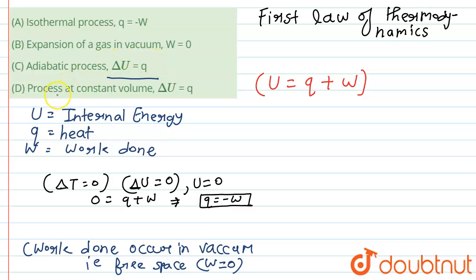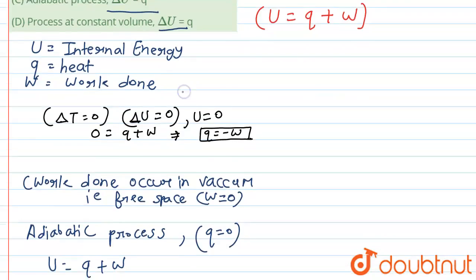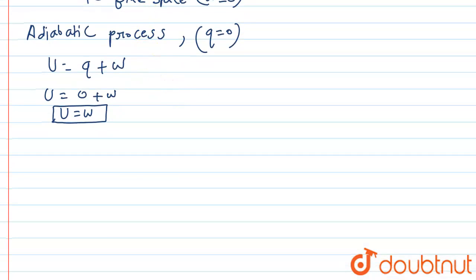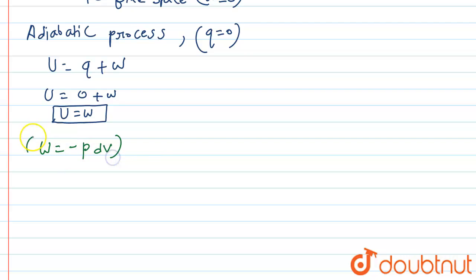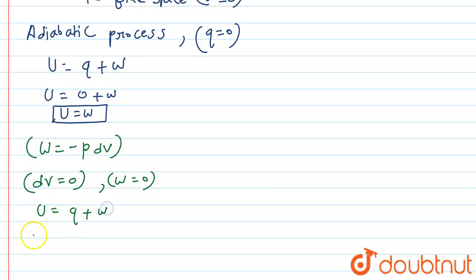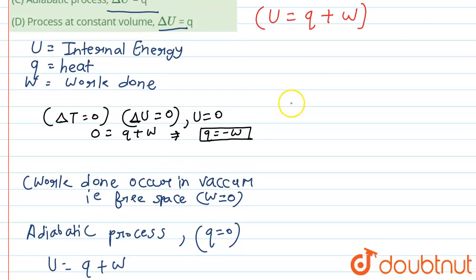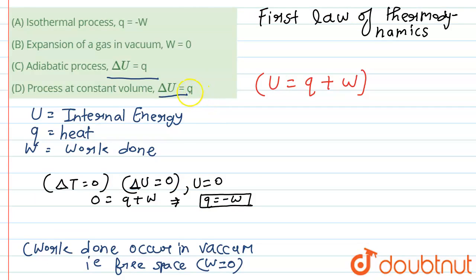Now if we check the fourth statement here, process at constant volume, delta U equals Q. So now check that. In thermodynamics, the work done is basically given as minus P delta V. So at constant volume, the net change in volume will be 0. So our work done comes out to be 0. So when we put that in our equation, that is U equals Q plus W, we get U equals Q. So this fourth option is also correct and it is satisfying the first law of thermodynamics.